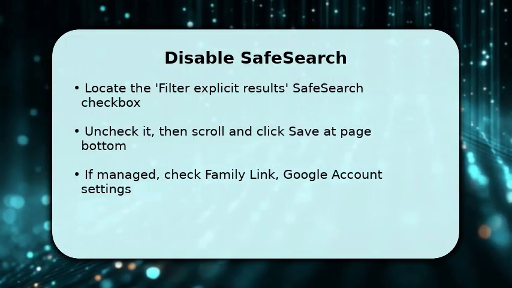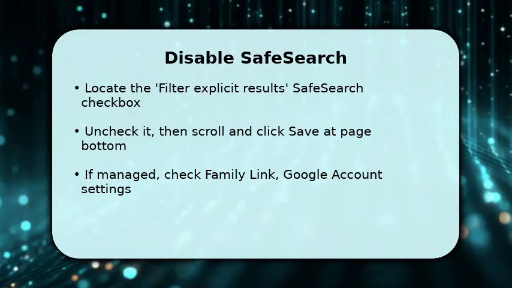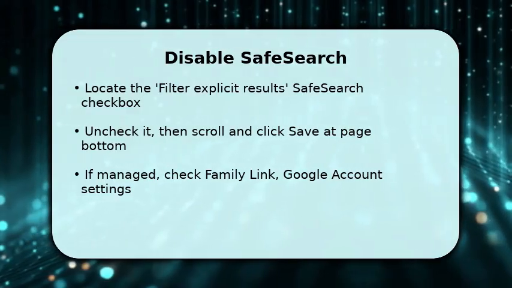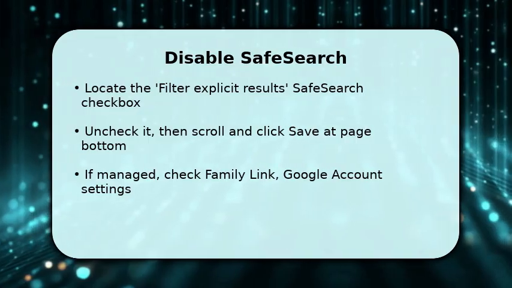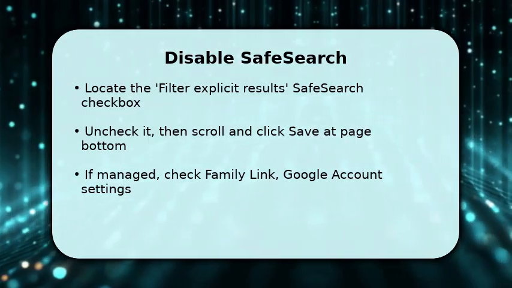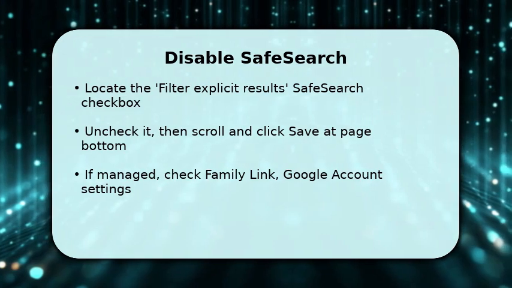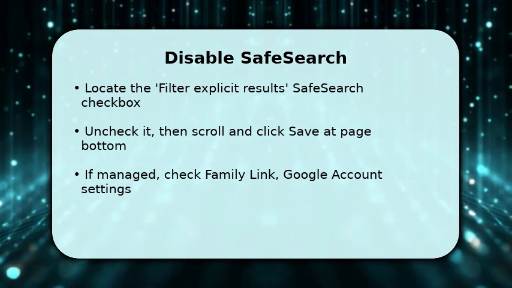If the option is grayed out, make sure Family Link or organizational controls aren't enforcing it. Open your Google account settings, go to People and Sharing or Family, and adjust parental controls there. After that, refresh the search page to confirm the change.